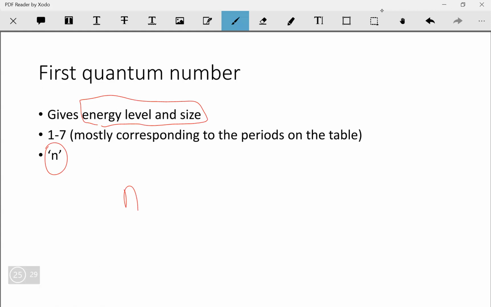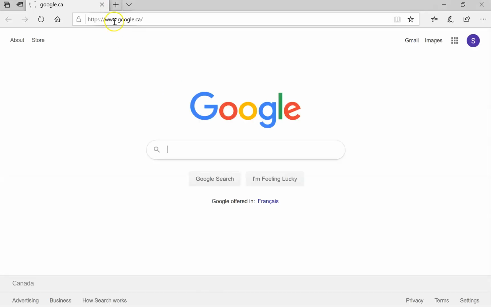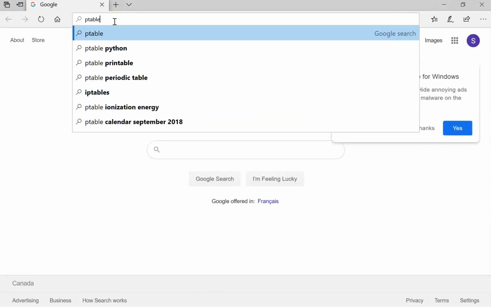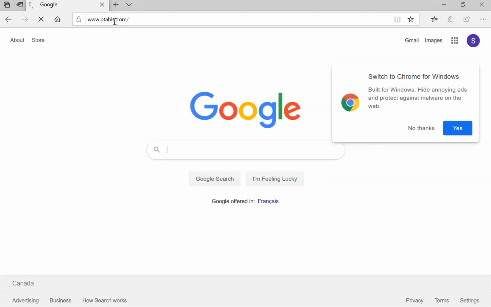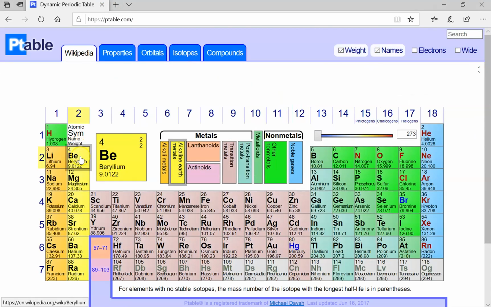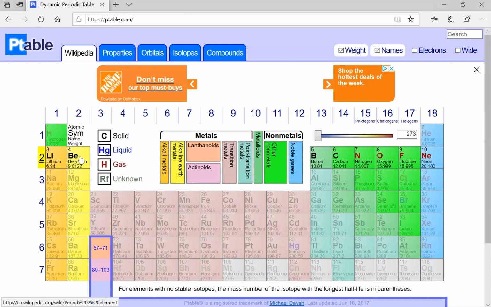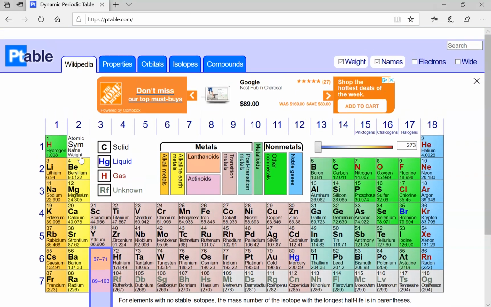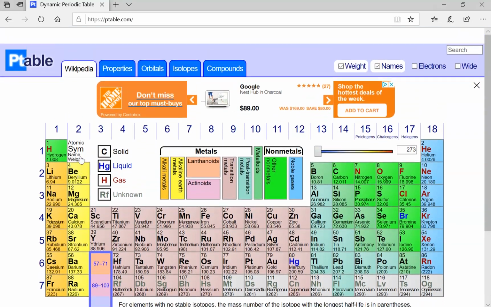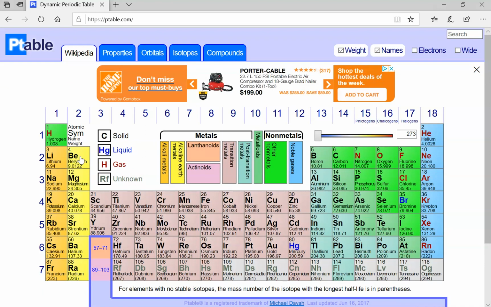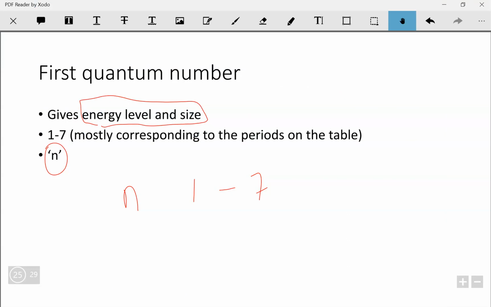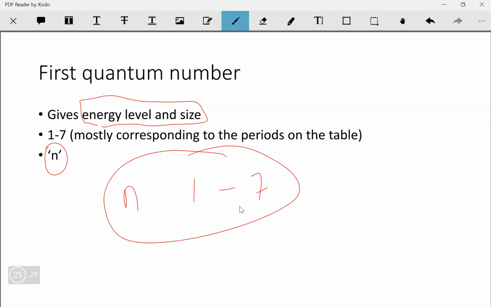It ranges from 1 to 7, mostly corresponding to, I should have had that ready, but if we go to ptable.com, a good resource, the 1 to 7 periods on the periodic table. More or less corresponding to those. That is our first quantum number.